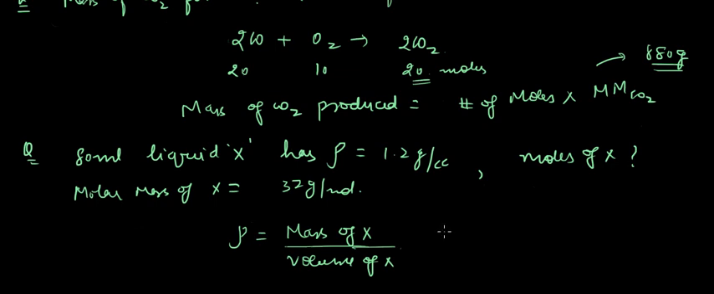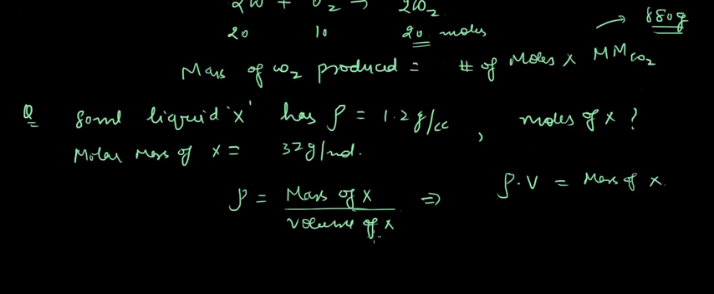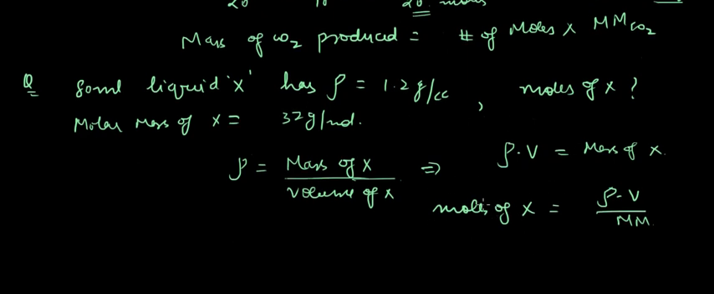From here we can have the mass of X as density into volume, and moles of X would be mass of X, which is rho into V, upon the molar mass of X, which is 32. So from here you can calculate the moles of X. What is rho into V? 1.2 into 80 comes out to be 96, upon 32. So the number of moles would be 3.